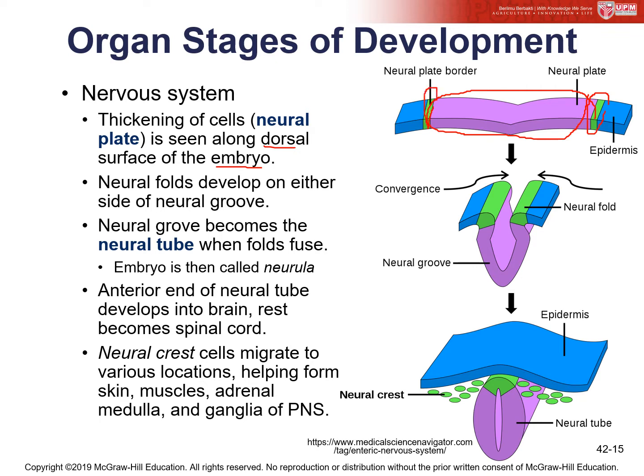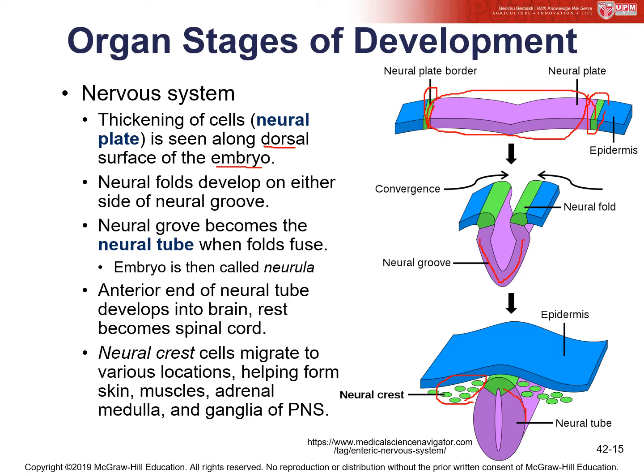And this neural plate border will form the neural folds, and this green part will fuse to each other later on. And the neural plate will start to fold into a V shape, and later on it will form a tube like this. And you can see there is a structure here beside the neural tube, which we call the neural crest. I will explain later on.